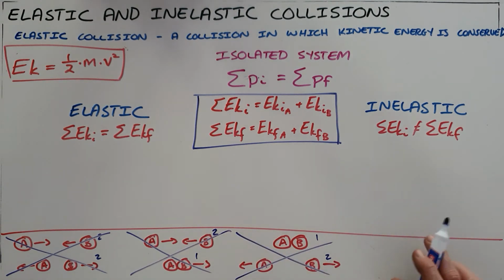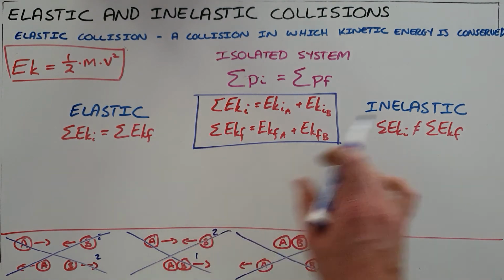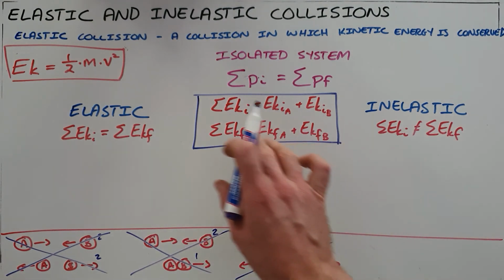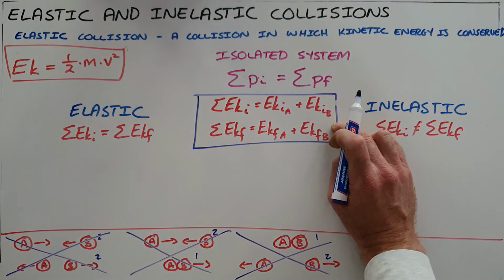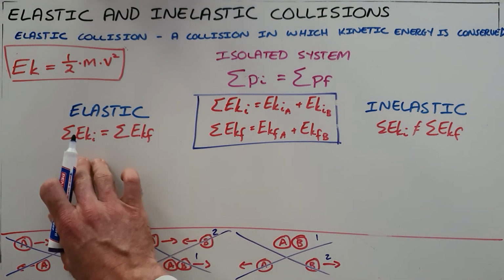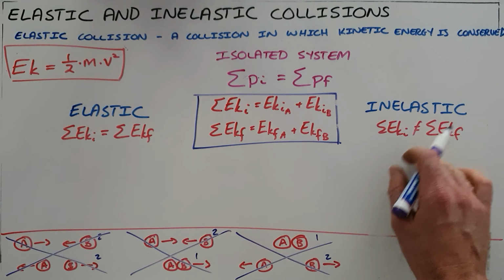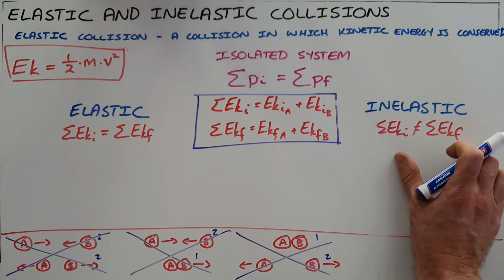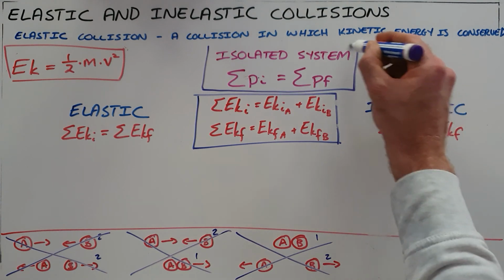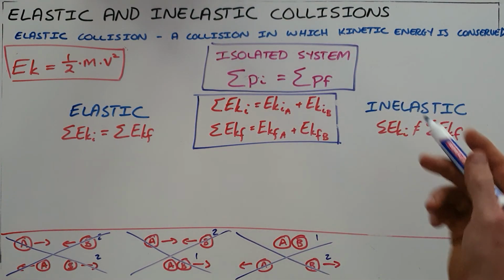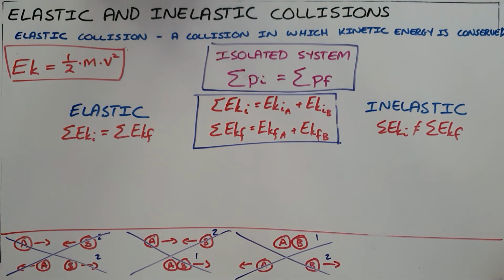The only way to determine whether a system's collision is elastic or inelastic is by calculating the initial kinetic energy and calculating the final kinetic energy. If they are equal, it is an elastic collision. If they are not equal, it is an inelastic collision. But keeping in mind that since this is always happening in an isolated system, the total amount of momentum is always conserved.